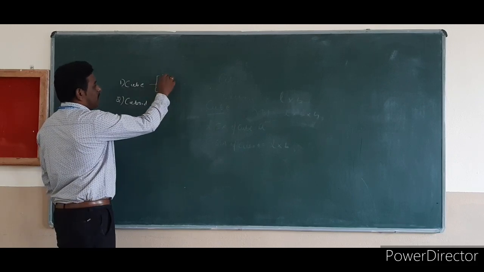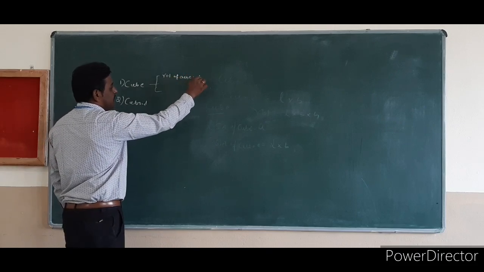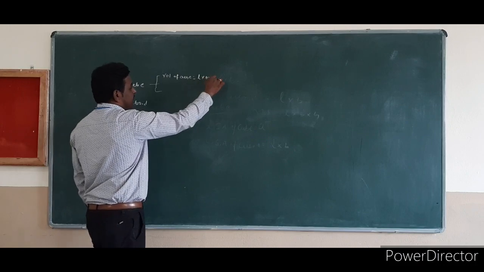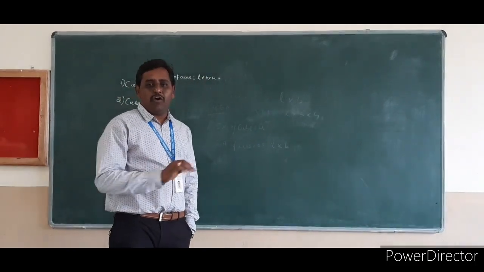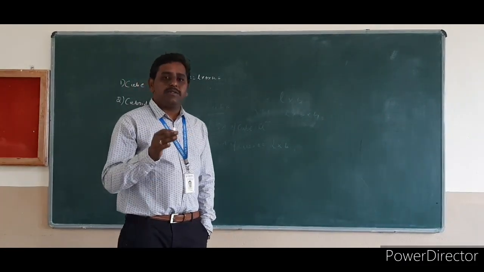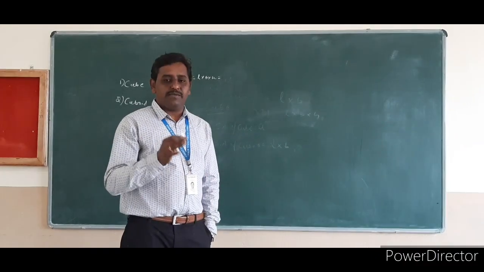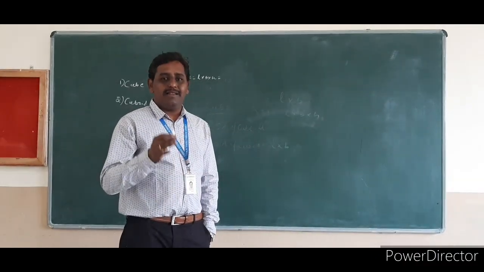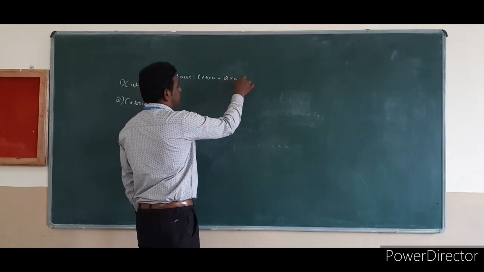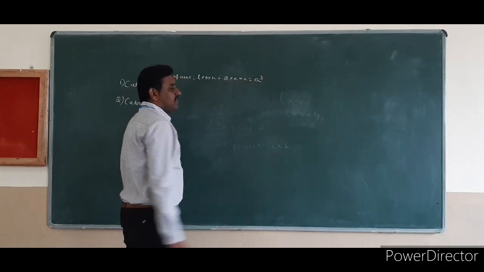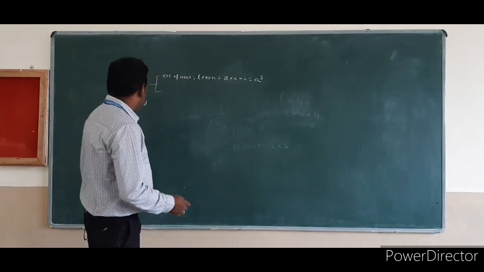First, the volume of a cube is equal to length into breadth into height. Here, length, breadth and height are the same, because in a cube all faces are square, and in a square all sides are equal. So A into A into A is A to the power of 3. That is, the volume of a cube is side cube.